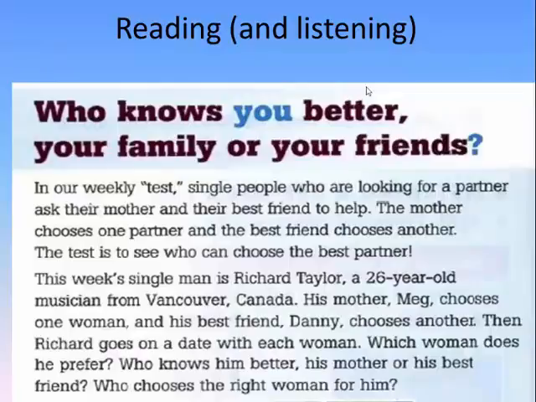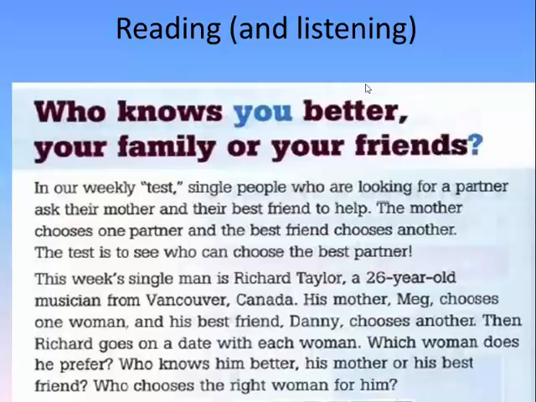Here we go. Who knows you better, your family or your friends? In our weekly test, single people who are looking for a partner ask their mother and their best friend to help. The mother chooses one partner and the best friend chooses another. The test is to see who can choose the best partner.